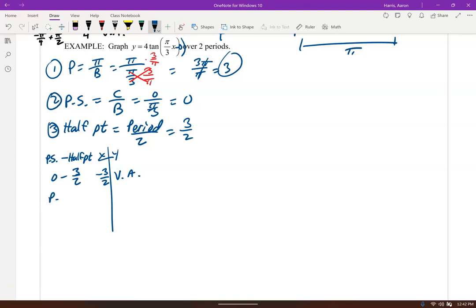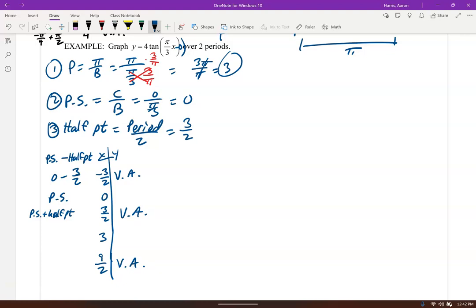And then you want to go to your phase shift, which is 0. And then you'll go up a half point, phase shift up half point. So 0 plus 3 halves is 3 halves. And we'll keep going up 3 halves. 3 halves plus 3 halves is 6 halves, or 3. 6 halves plus 3 halves is 9 halves. And there's all our points. We're going to have vertical asymptotes. If you plug those in, they're undefined there.